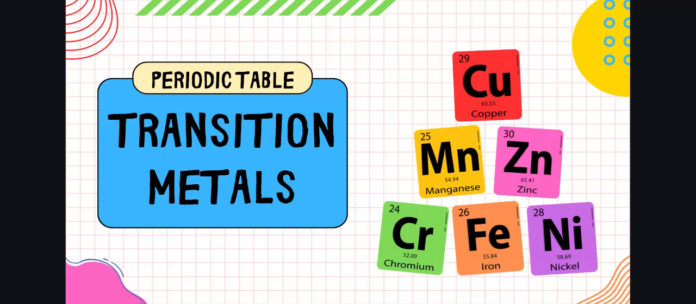So as you can see, today we're going to be continuing learning about the periodic table, and today we're going to be learning about the transition metals. However, since there are a lot of transition metals and they're really hard to cover in one video, we are going to be covering just a few of them: copper, manganese, zinc, chromium, iron, and nickel, the most commonly used ones. So without further ado, let's get right into it.